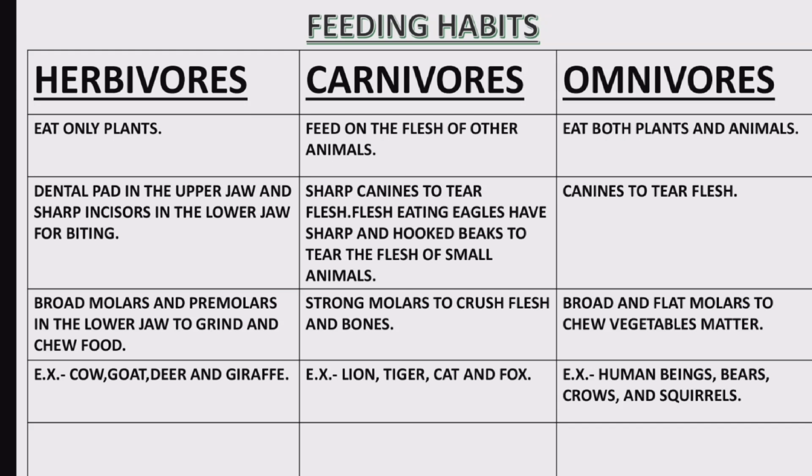Our next topic is feeding habits. All organisms need food to grow, and the feeding habits of animals depend on the availability of food. There are three types of feeding habits: herbivores, carnivores, omnivores. Animals like cow, goat, deer, and giraffe eat only plants, and animals like lion, tiger, cat, and fox feed on the flesh of other animals, and animals like human beings, bears, crows, and squirrels eat both plants and animals.